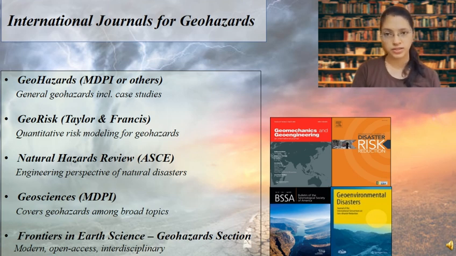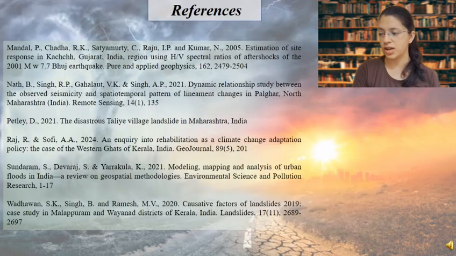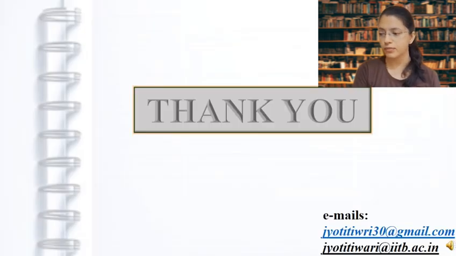Other than that, these are some other journals that can be used for geohazard publication or reading about geohazard. First is Geohazards, for general geohazard, including some case studies. GeoRisk is for quantitative risk modeling for geohazard. Natural Hazards Review is for the engineering perspective of natural hazard. Geosciences covers geohazard among broad topics. Frontiers in Earth Science, Geohazards section, is for modern and interdisciplinary research. These are the references that have been used for this study.